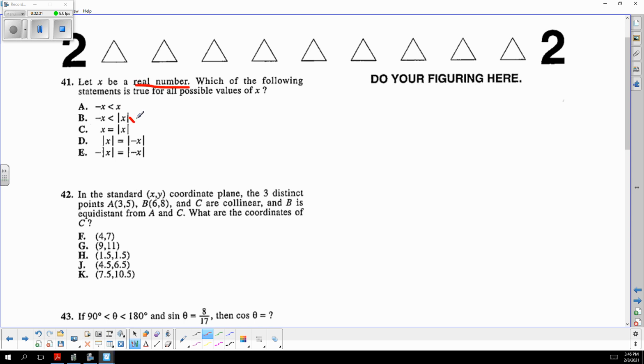These could be equal if x were negative. This would only be equal if x were positive. These two are never going to be equal because a negative absolute value is negative and a positive absolute value is positive. It can only be equal if there's 0. So which of the following is true for all numbers? It's D. The absolute value is always equal to the absolute value of a negative.